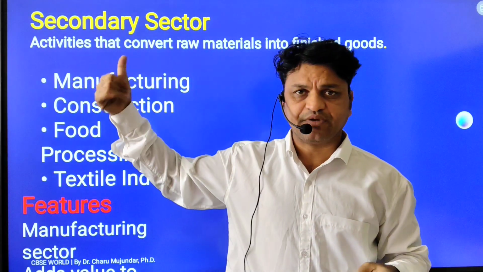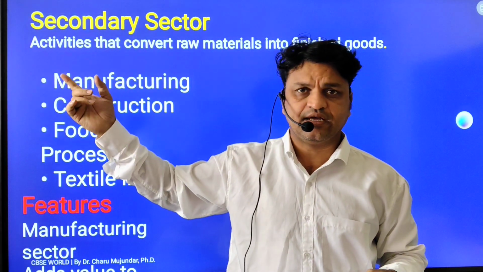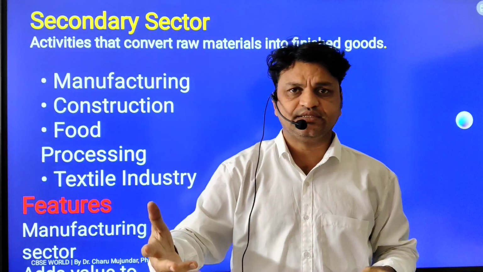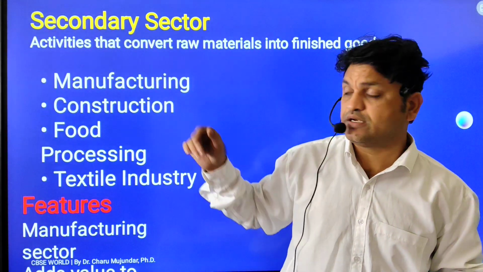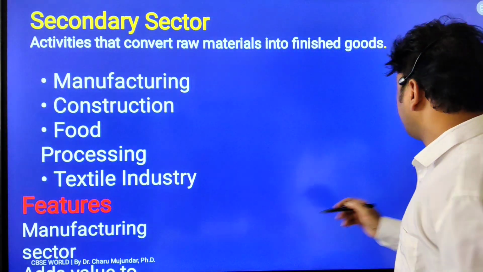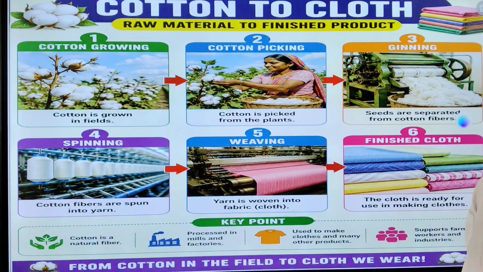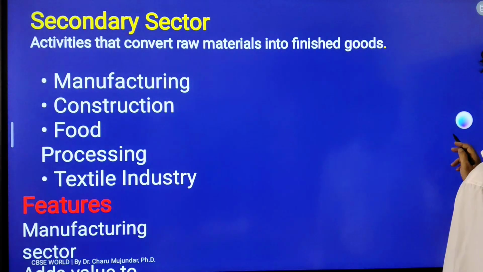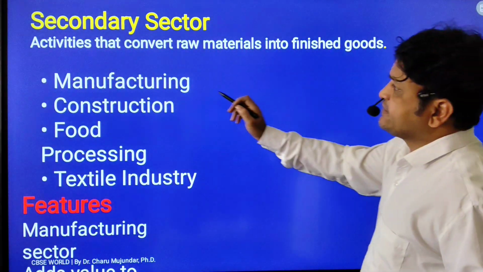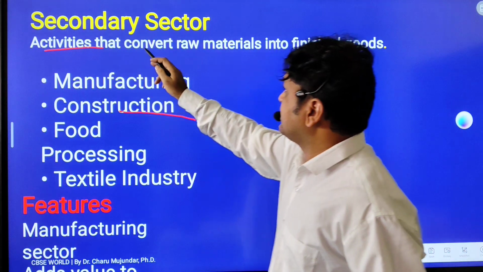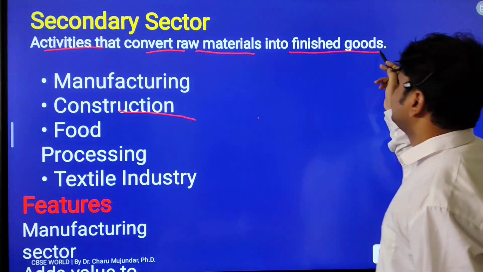Already we discussed primary, related to agriculture and allied sector. Secondary sector is nothing but the manufacturing sector. And now we are discussing the secondary sector in greater detail. So if you look at the secondary sector, activities that convert raw material into finished goods.